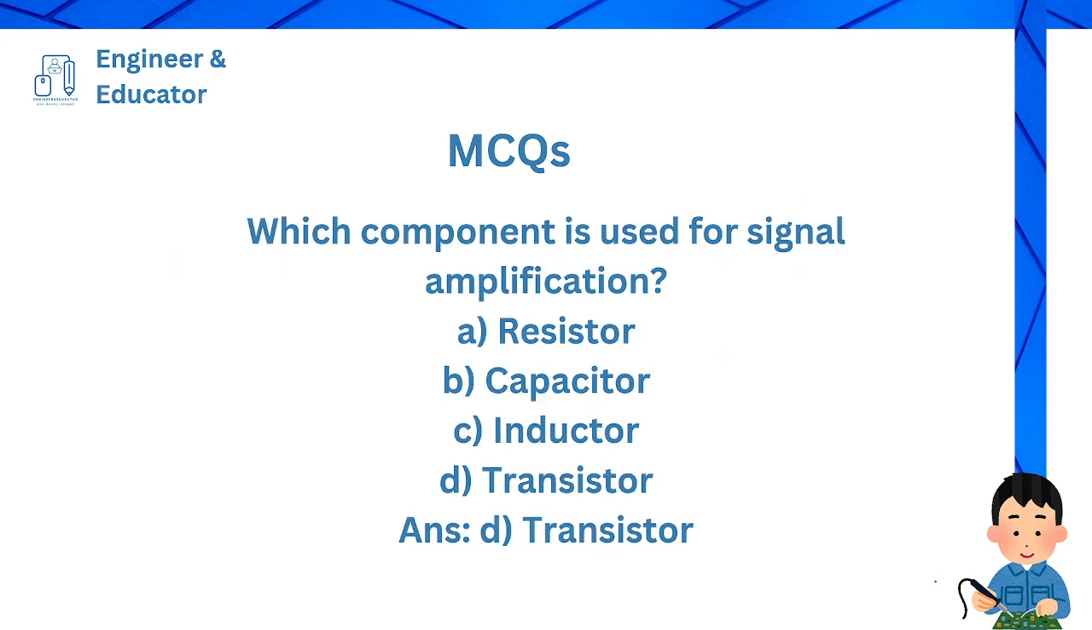Next one. Which component is used for signal amplification? Resistor is there, capacitor is there, inductor is there, transistor is there. The answer is transistors. Transistors are used for signal amplification purposes.